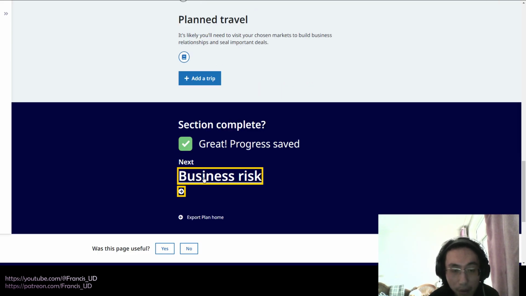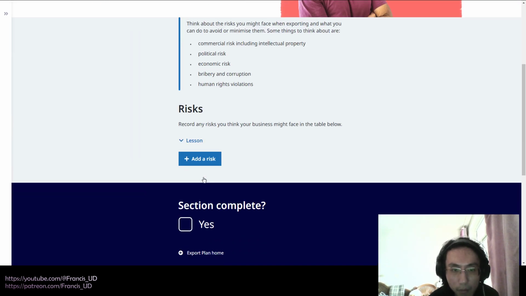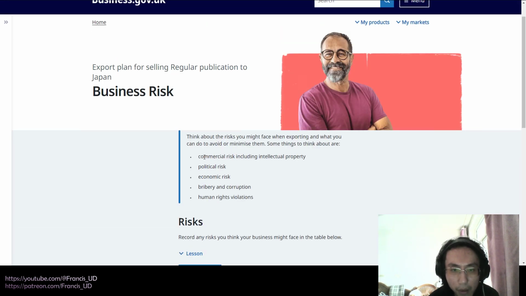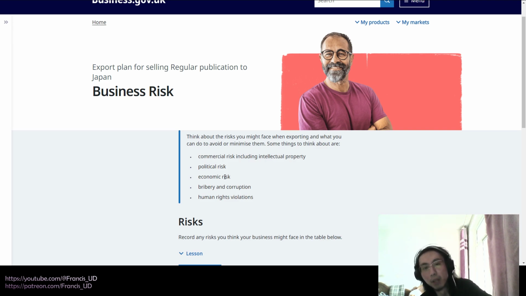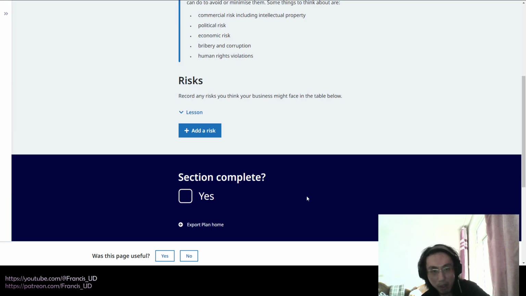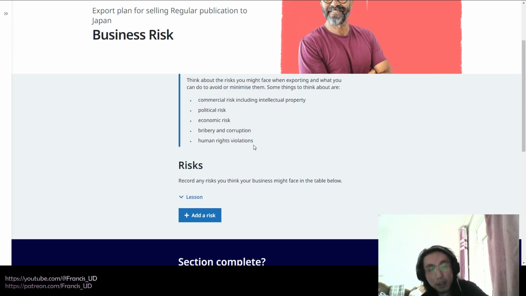Business risk, commercial risk, including intellectual property, political risk, economic risk, bribery and corruption, human rights violations. Think about the risks you might face when exporting and what you can do to avoid or minimize them. Some things to think about are these mentioned.